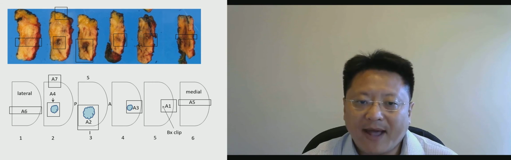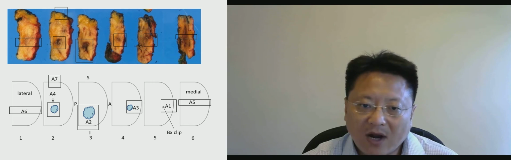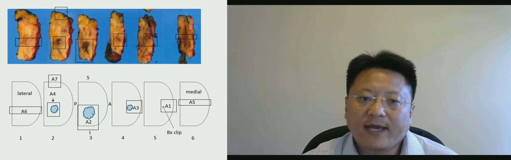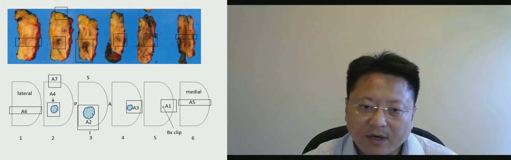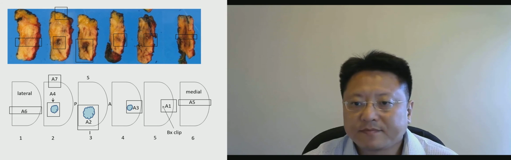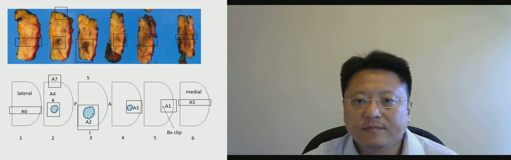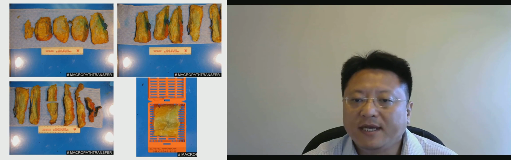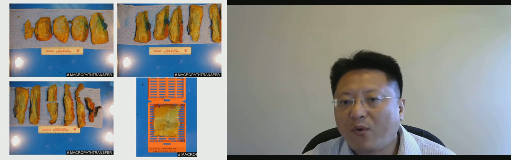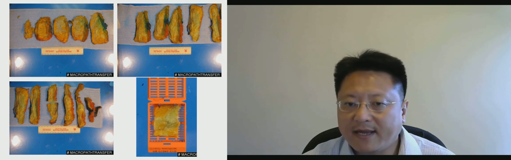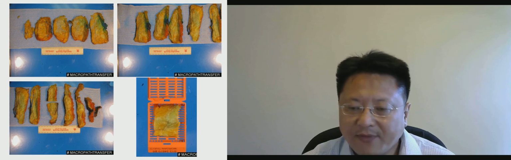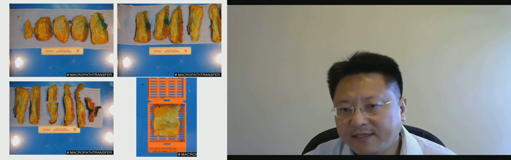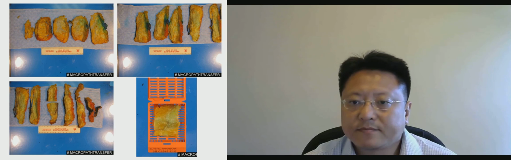For example, here is a mass lesion, and we take the mass along with the posterior margin and inferior margin so that we can know the distance between the tumor and the margin. And after we take the section, we put the section in this cassette. Then we process this tissue and cut them onto glass slides so that we can examine them on the microscope.